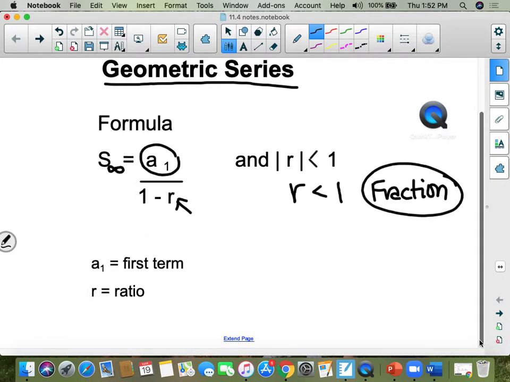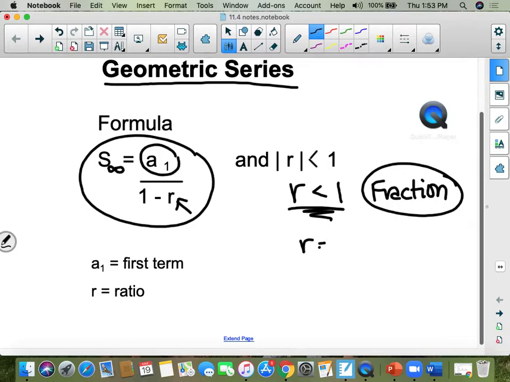So there's the formula. There isn't much to it. But there is a stipulation. The ratio has to be less than 1. It must be a fraction. If the ratio is equal to 2, you can't find the sum. There is no sum. Only if the ratio is a fraction can you find the sum.